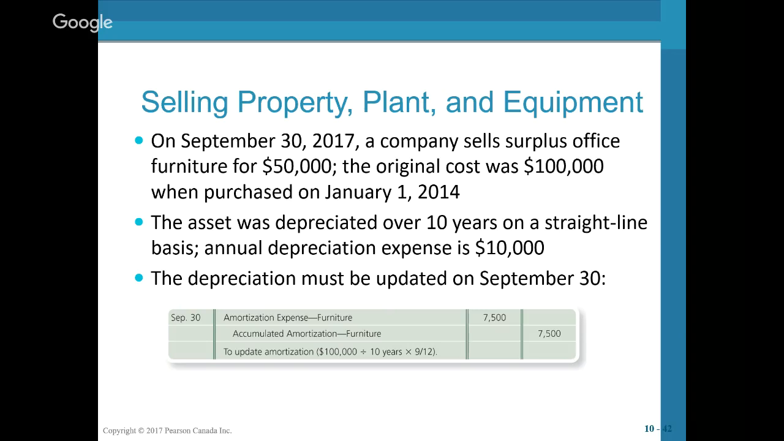On September 30th, a company sells some office furniture for $50,000. The original cost was $100,000 when purchased on January 1st, 2014. Look at the years. It was being depreciated over 10 years on a straight line basis, with annual depreciation expense being $10,000. So the first thing we need to do is update the depreciation. Between January 1st, 2017, not 14, but 17, and September 30th, 2017, 9 months go by. $100,000 divided by 10 years, that's your $10,000 per year, times 9 over 12 gives you $7,500.